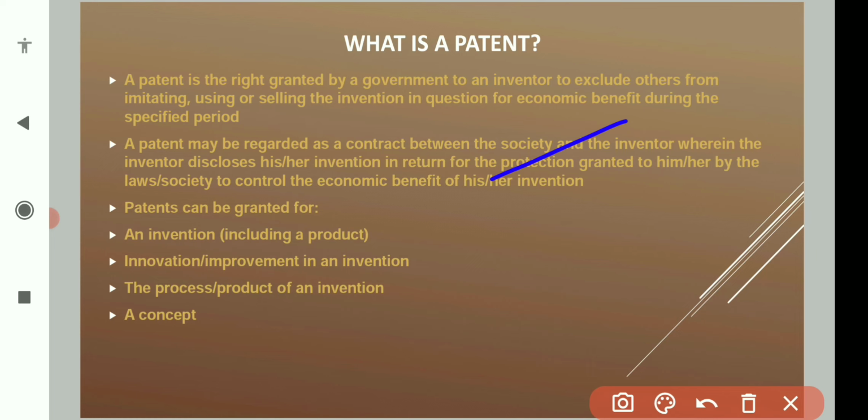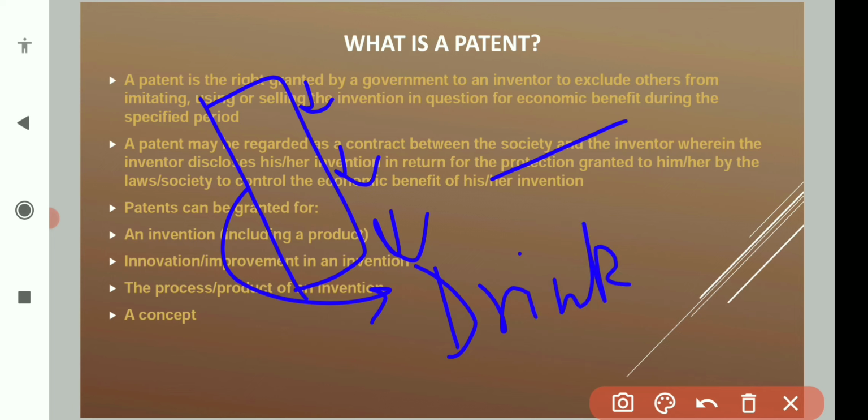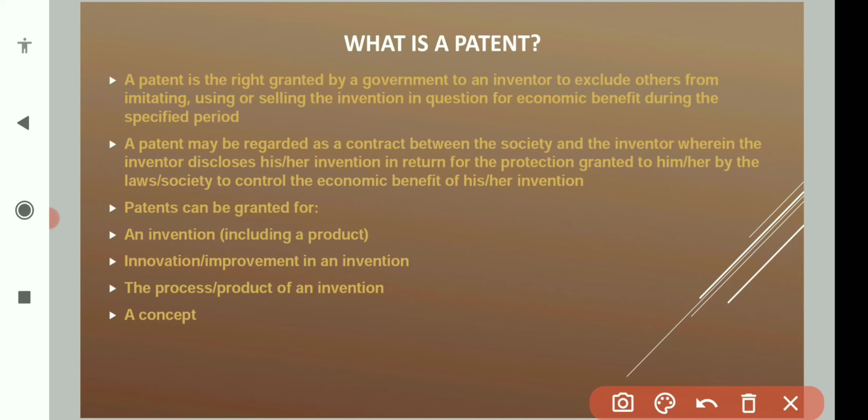And also the process which you have used to make that machine, the process of making a new type of wine or a new type of drink, all those are known as process patents. So a patent can also be granted for the process.